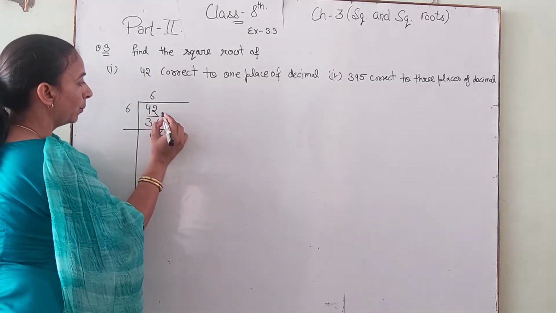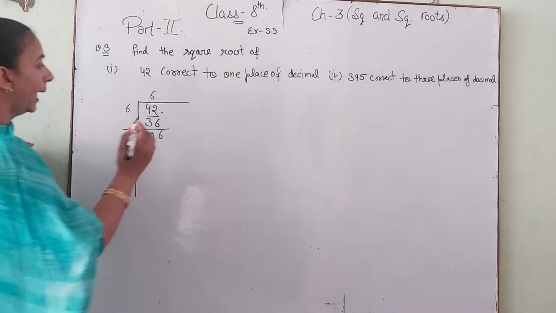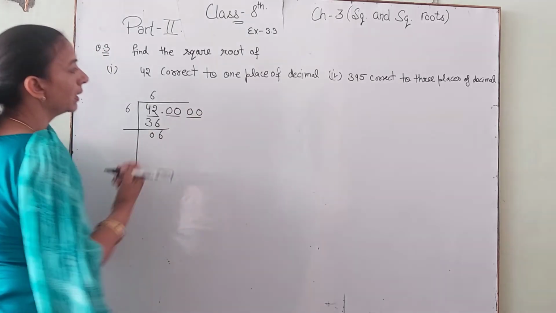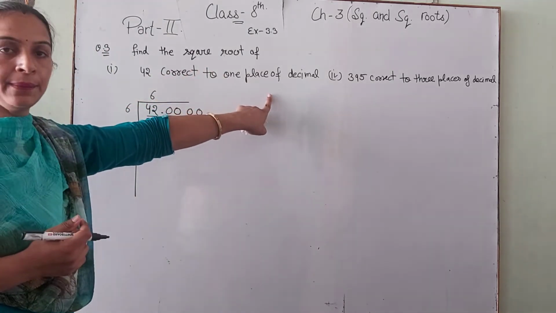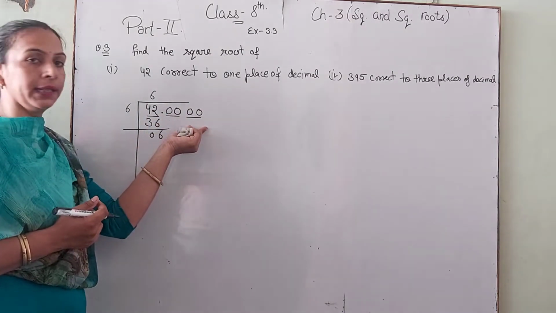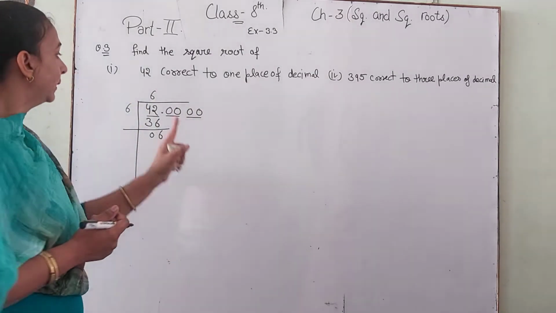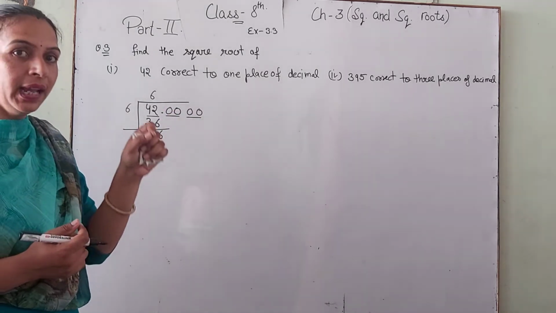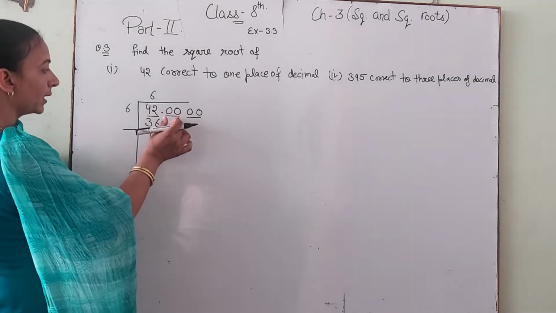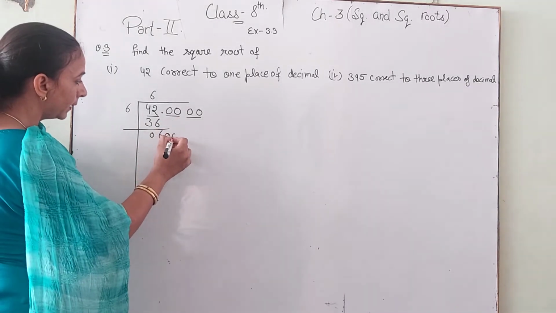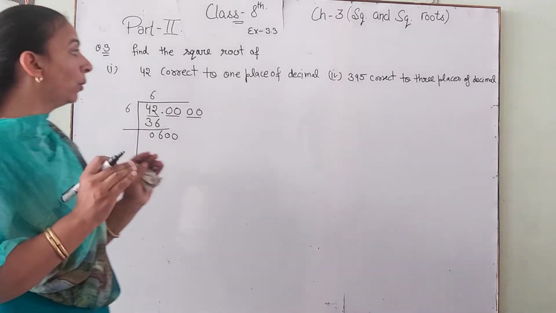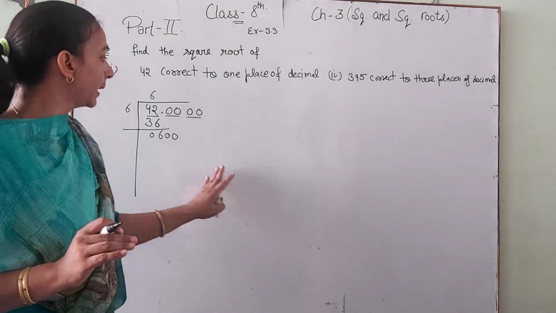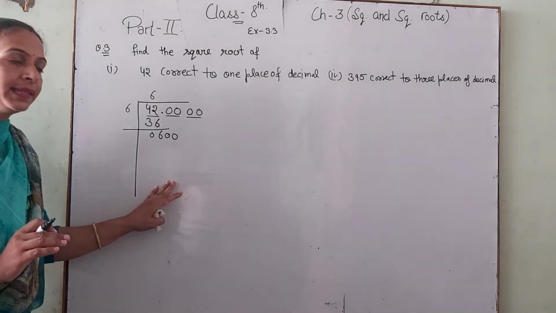We find the answer correct to one place of decimal. Next we put the point here, and we make one complete pair and two pairs of 0. If we find one place of decimal, then we make two pairs. If we find two places of decimal, then we take three pairs. If we find three places of decimal, then we put four pairs. Okay. Then the first pair of zeros we put here. And students, all the questions are of the same type. This is the division method for finding the square root.